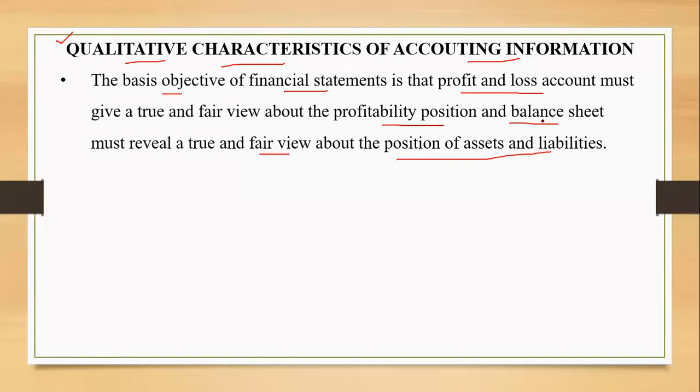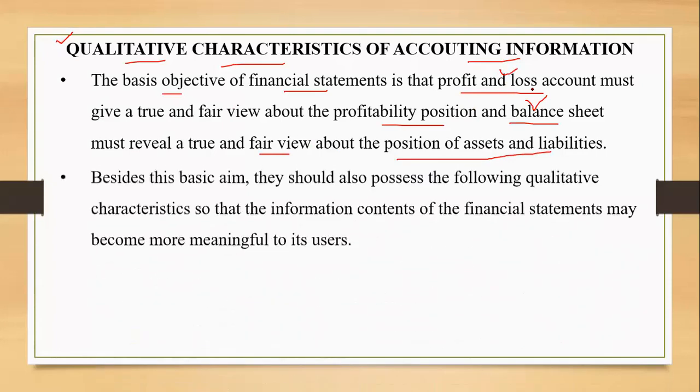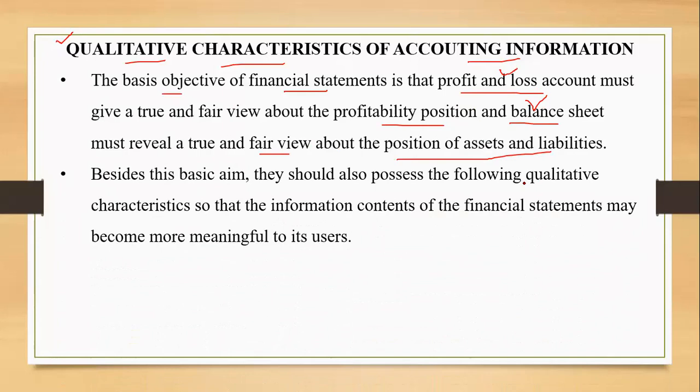So in short, the financial statements like P&L account and balance sheet reveal the profitability position and the financial position of the business entity, which has to be true and fair. Okay, for that purpose, it should possess the basic qualitative characteristics, so that whatever the information is there, that can be somewhat meaningful to the users.